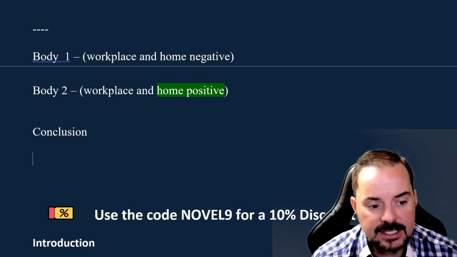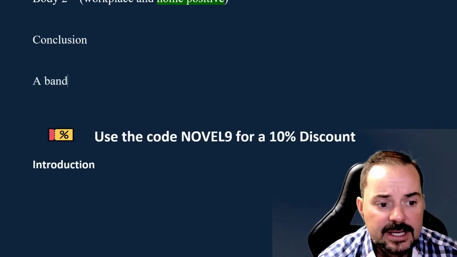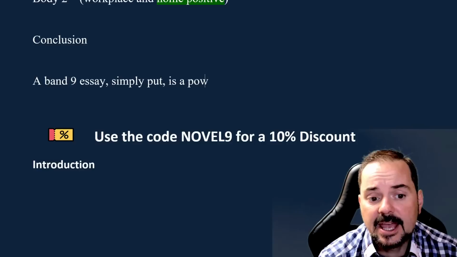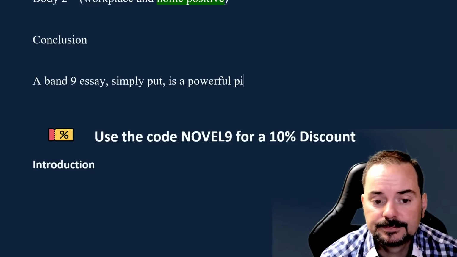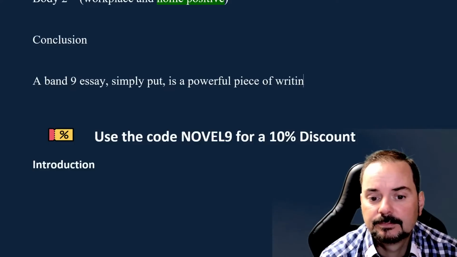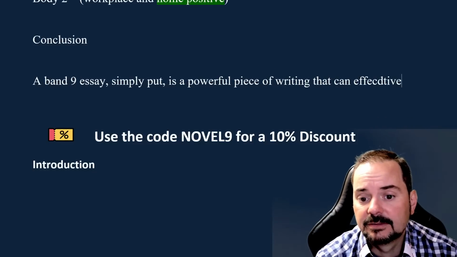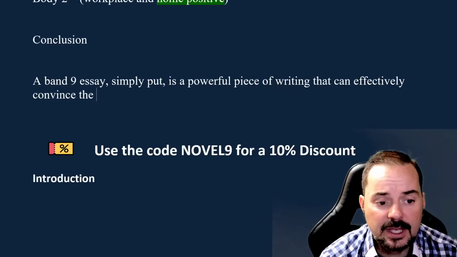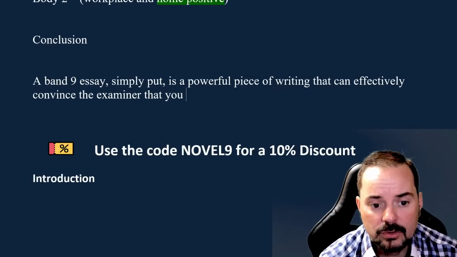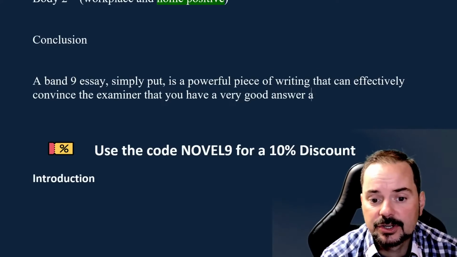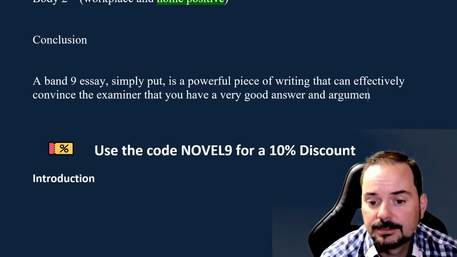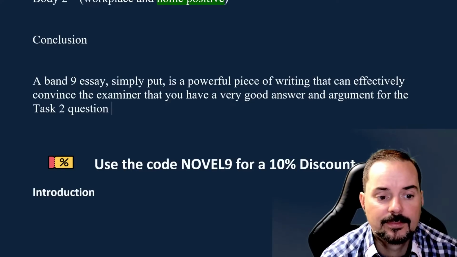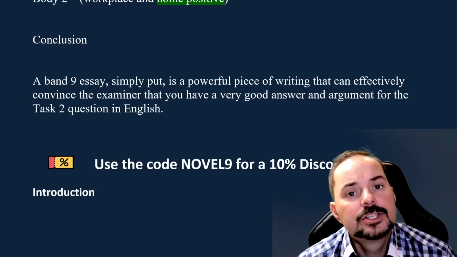Guess what a band 9 essay is? A band 9 essay, simply put, is a powerful piece of writing that can effectively convince the examiner that you have a very good answer and argument for the task 2 question. In English, of course, right? So it's not rocket science.